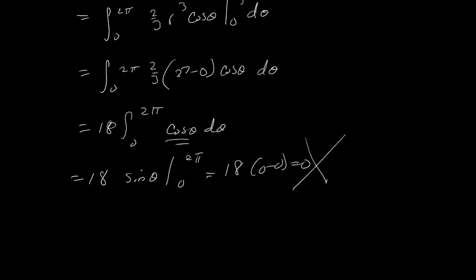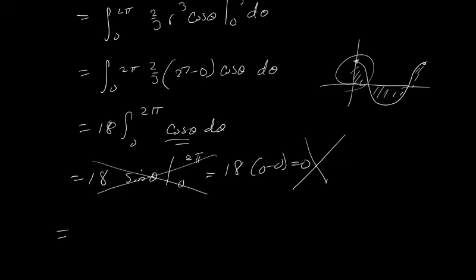The problem is that cosine of theta is an even function. So if you look at cosine of theta, it starts here at 1, comes down, and then comes back up. It's an even function. The area above the x-axis is equal to the area below the x-axis. So really what we need to do is find just part of this, and then we can multiply that by 4. So we don't want to do this. That's not working out for us.